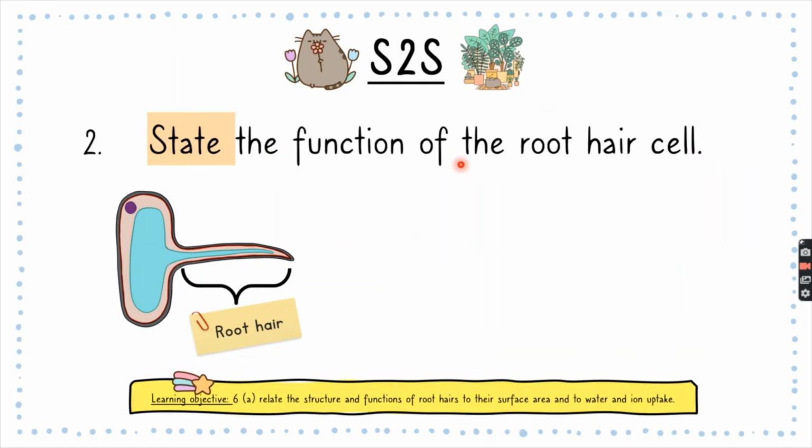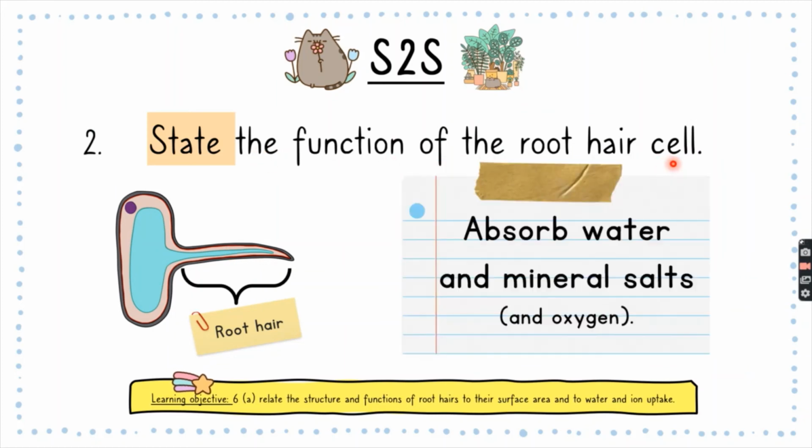Secondly, state the function of the root hair cell, and it is to absorb water and mineral salts. And if you want to mention a bit of extra, you can mention that it also absorbs oxygen, but remember to always mention water and mineral salts.